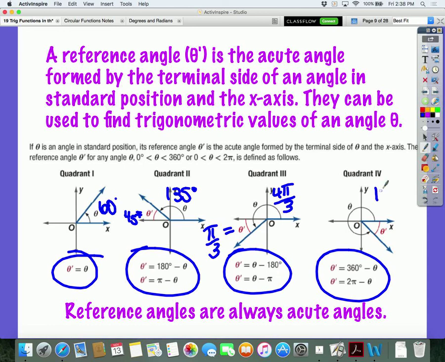Over here, say you had 11 pi over 6 in the fourth quadrant. What is this reference angle? Careful, you're using this. It's just positive pi over 6. Okay? All reference angles are acute. So every single one of these reference angles that we found was between 0 and 90 degrees, or between 0 and pi over 2. And they're positive.